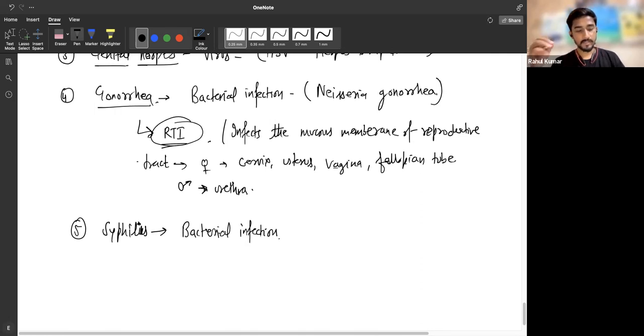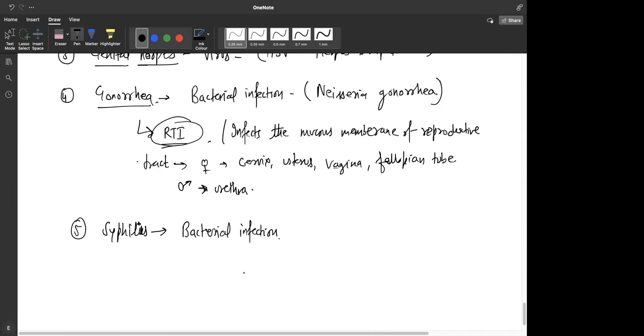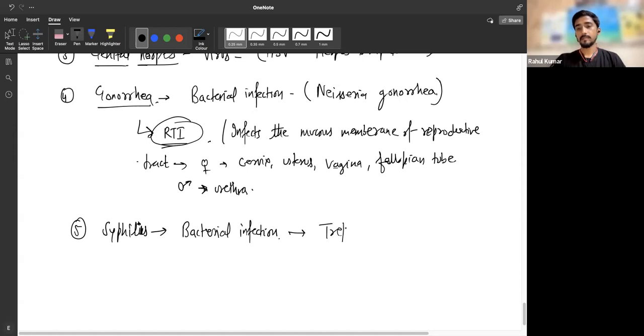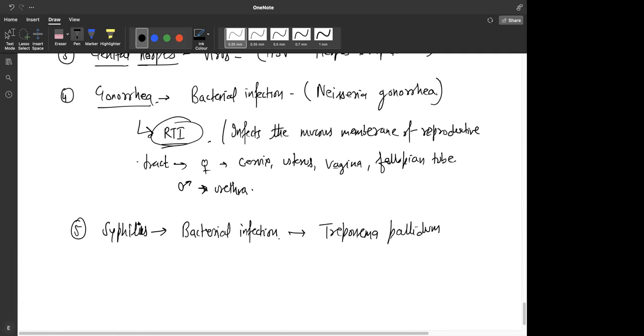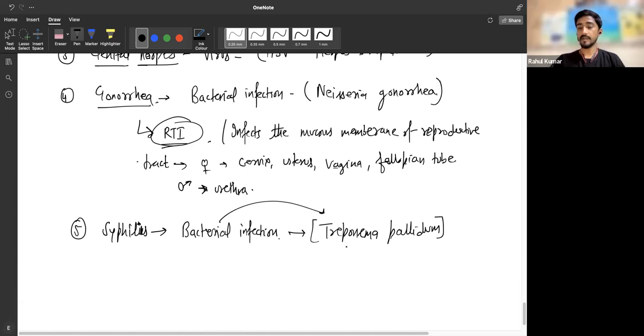Syphilis and herpes have similar kinds of symptoms, but syphilis is bacterial and herpes is viral. The bacteria's name is Treponema pallidum. So it is treatable, yeah? Yes, it can be treated by antibiotics if detected at an early stage.